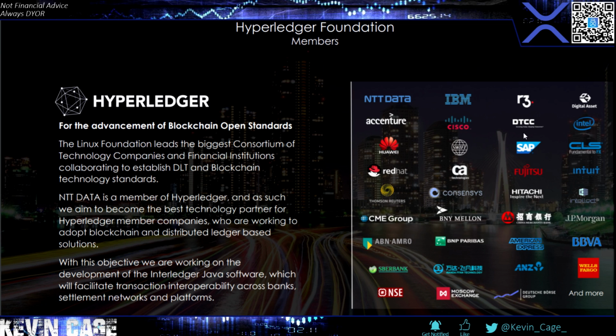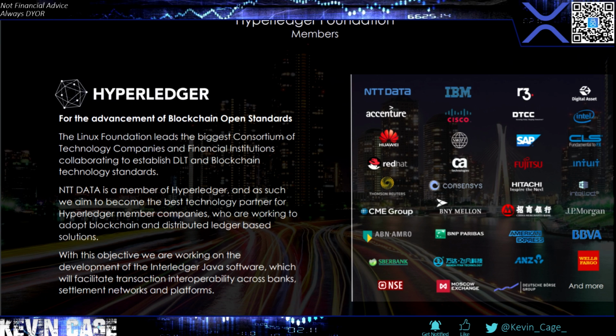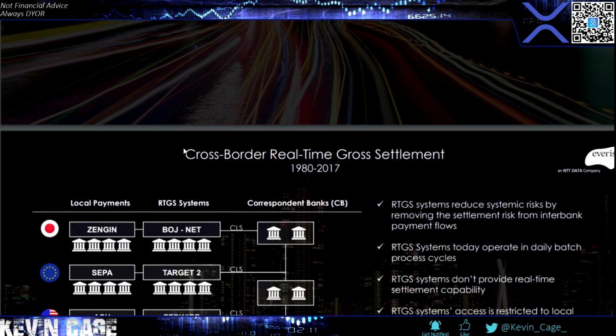All right, Cisco, and then DTCC and R3, and of course, Digital Asset, that group as well. I mean, guys, these are some of the biggest names in the industry. We can see Deutsche as well. All right, and then payments and settlement, present and future.